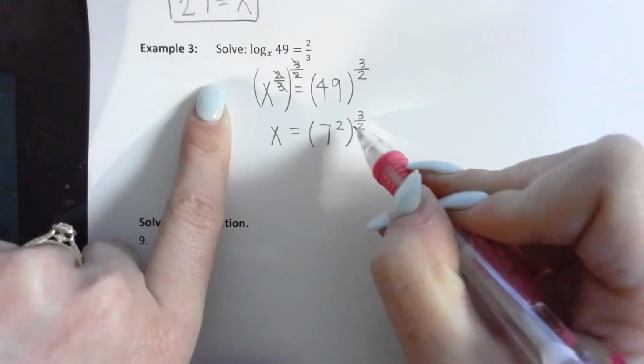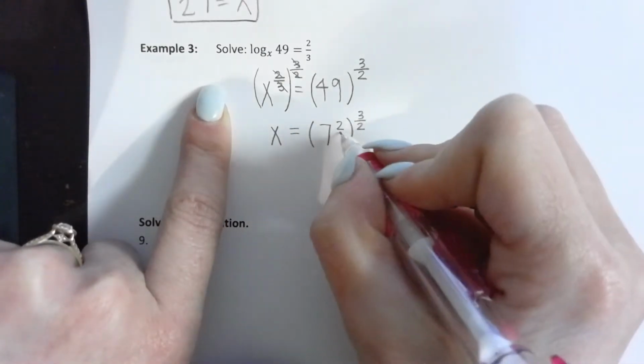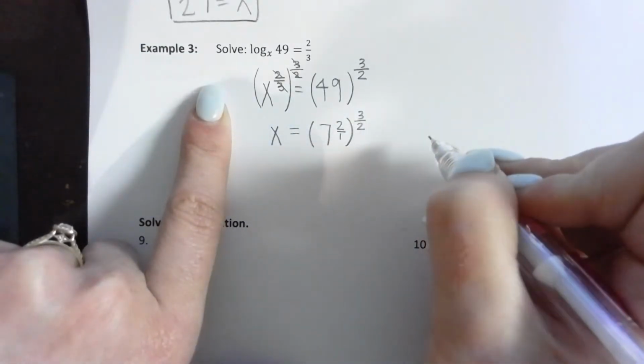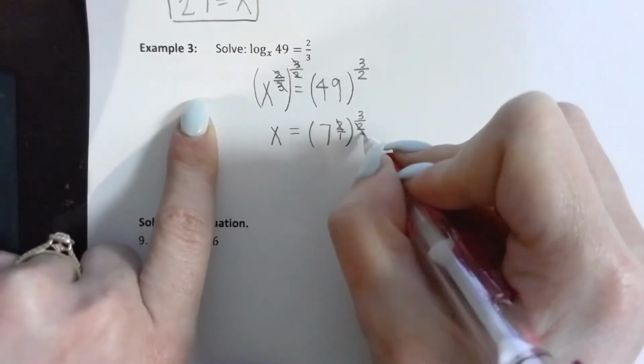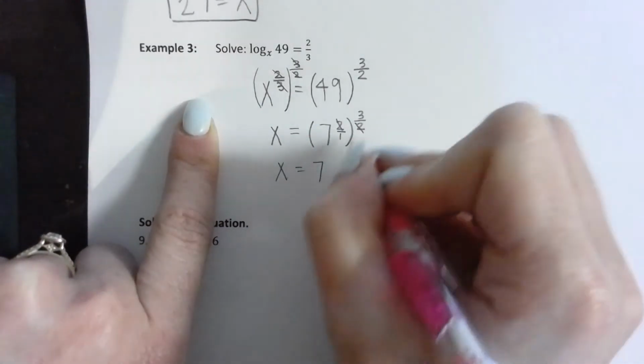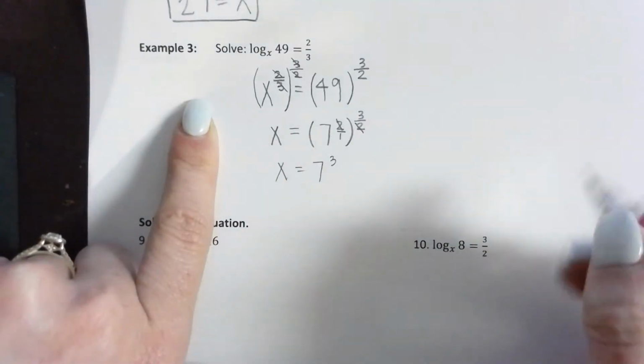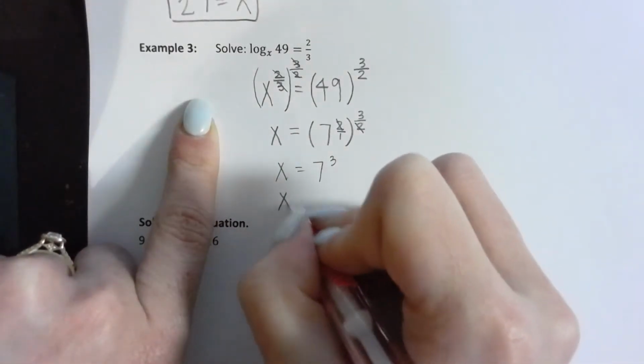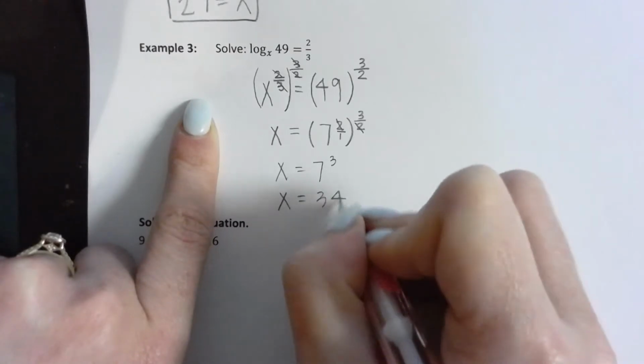Again, I have exponents next to each other, so I multiply. When I put the 2 over 1, I can see that these 2's cancel, and I'm left with 7 with an exponent of 3. 7 to the 3rd power is 343.